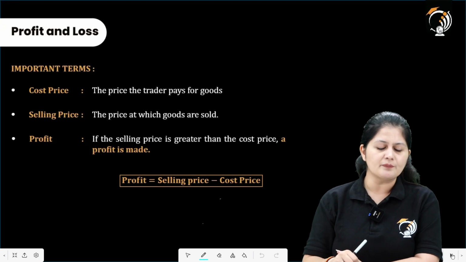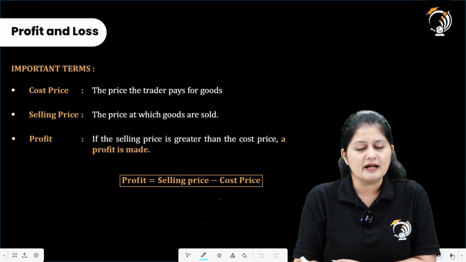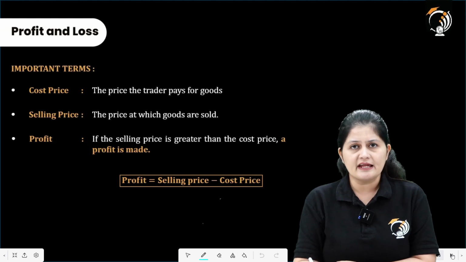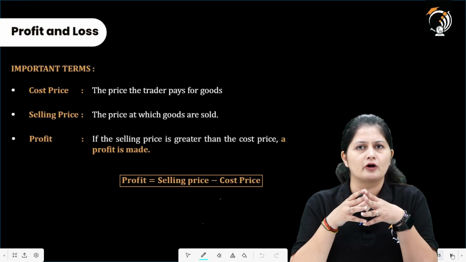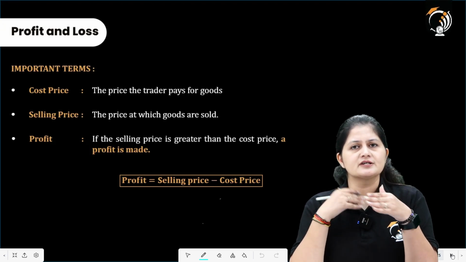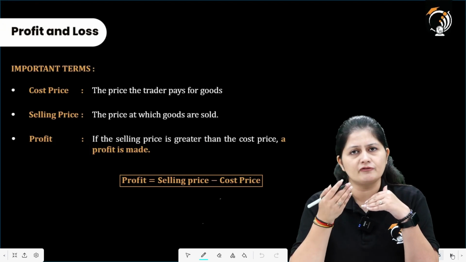Then if we talk about profit, profit is when the selling price is greater than the cost price. Taking an example here, let's say you go to the market and you bought a pair of shoes for $50, right? Later on you decided to sell them maybe for a price of $60.